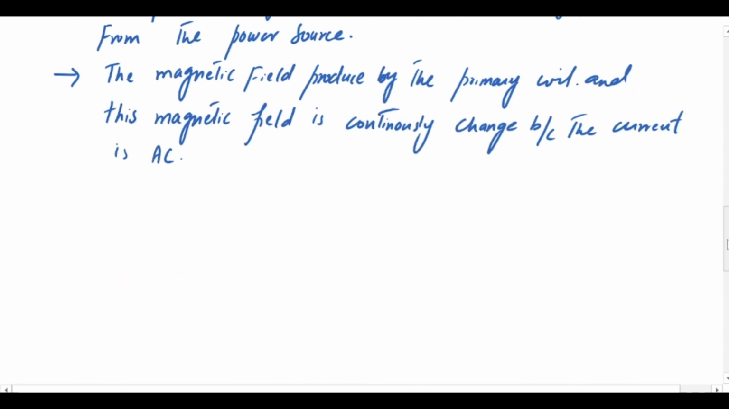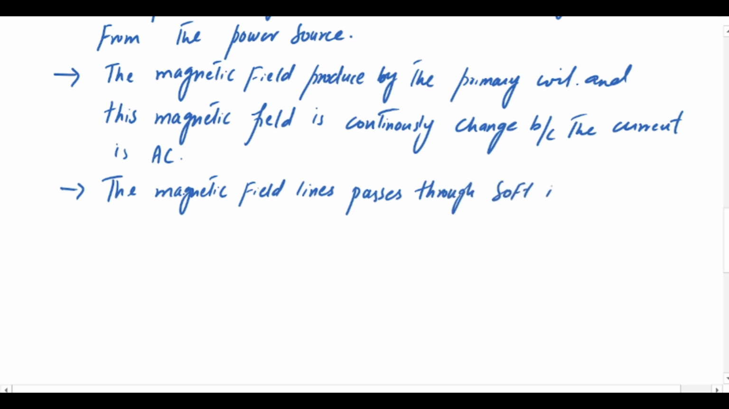तो अब हम थर्ड पॉइंट ऐसे लिखते हैं. Third point is the magnetic field lines. The magnetic field lines pass through the soft iron core and through the secondary coil.